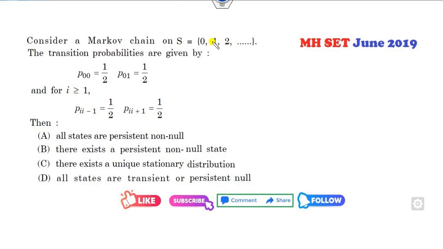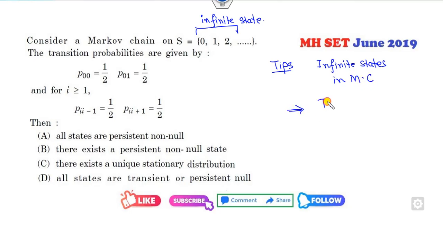Okay, you can see that this is my infinite states. Fine. So always remember, when you have an infinite Markov chain, infinite states in the Markov chain, then your states are always transient. It can never be recurrent. So all the states are transient is the right answer of this problem. Persistent means recurrent. So the right answer is only D.